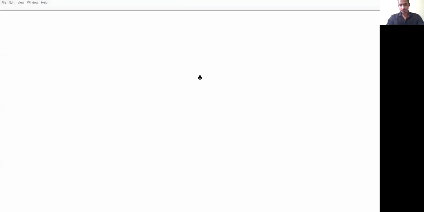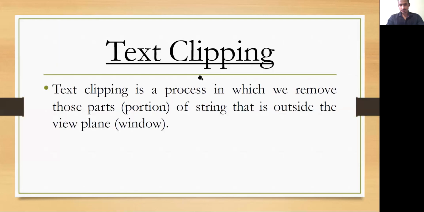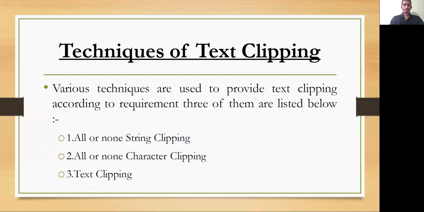Text clipping. In text clipping, we edit the portion which is outside the view plane. Basically, we eliminate the portions which are outside the window, and for that we have 2-3 methods which we use according to our requirement: all or none string clipping, all or none character clipping, and text clipping. All or none string clipping works on strings, whereas all or none character clipping and text clipping work on characters. We will understand these one by one.